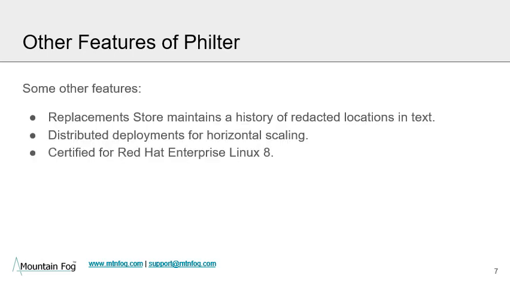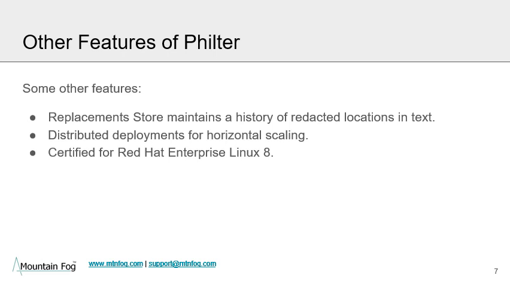There are some other features of Philter worth mentioning. For more information on these features, please refer to Philter's user guide or contact us and we'll be glad to help. The replacement store maintains a history of redacted locations in text. This feature can be useful if you want to keep a list of the replacements in text that were modified during filtering. This is an optional feature that is not required to use Philter.